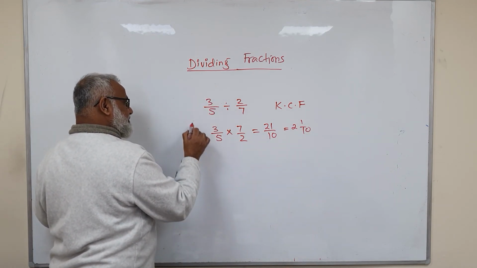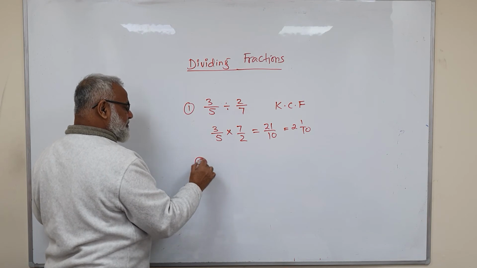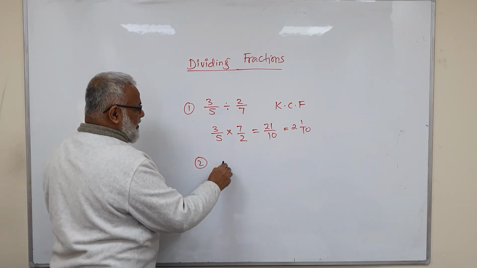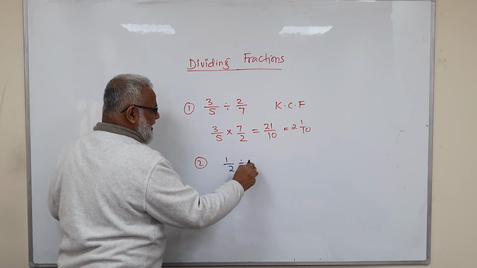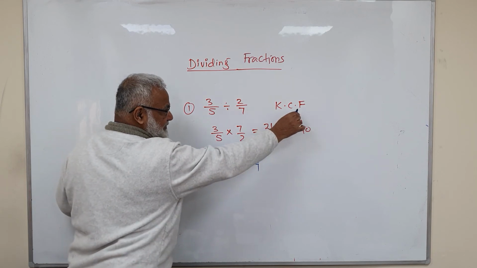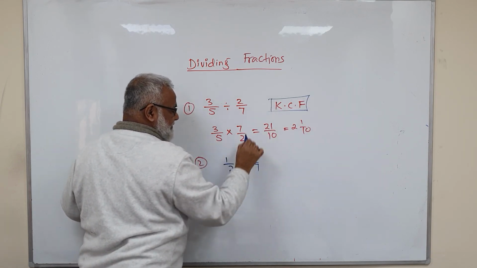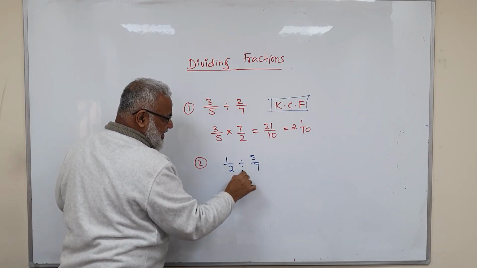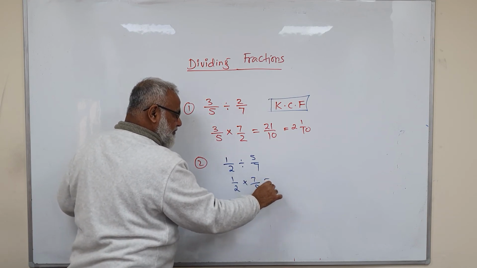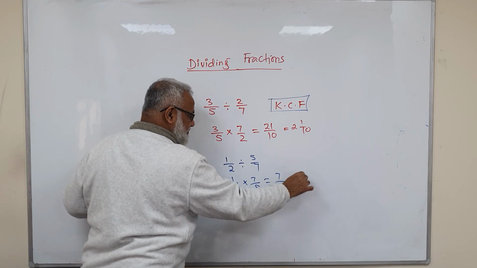Alright, next. One more. 1/2 divided by 5/7. Keep, change, flip. Times the top, times the bottom.